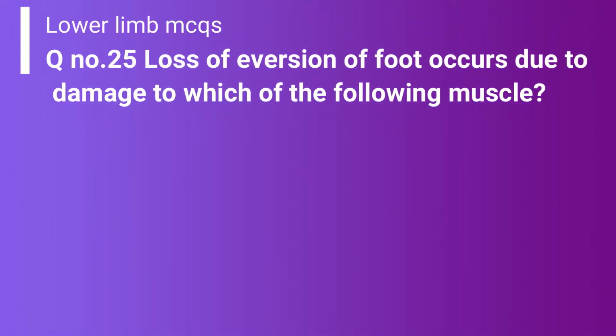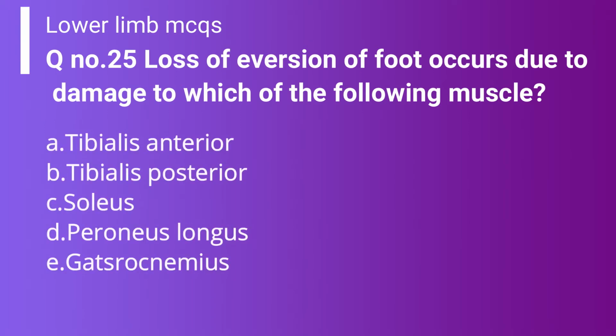Question number 25. Loss of eversion of foot occurs due to damage to which of the following muscles? Option A, tibialis anterior. Option B, tibialis posterior. Option C, soleus. Option D, peroneus longus. Option E, gastrocnemius.